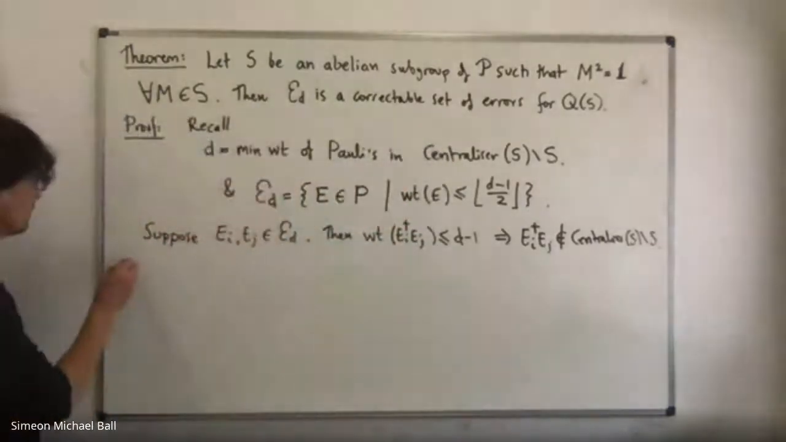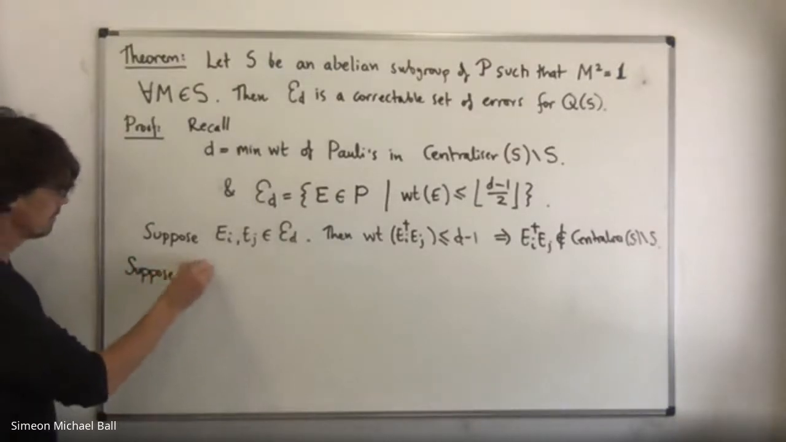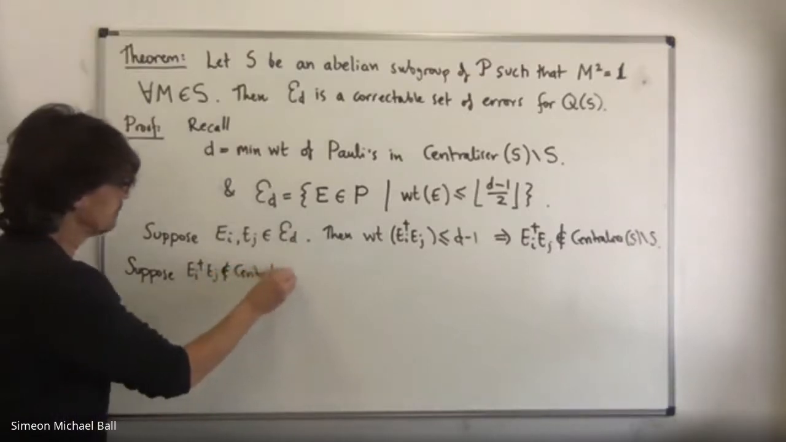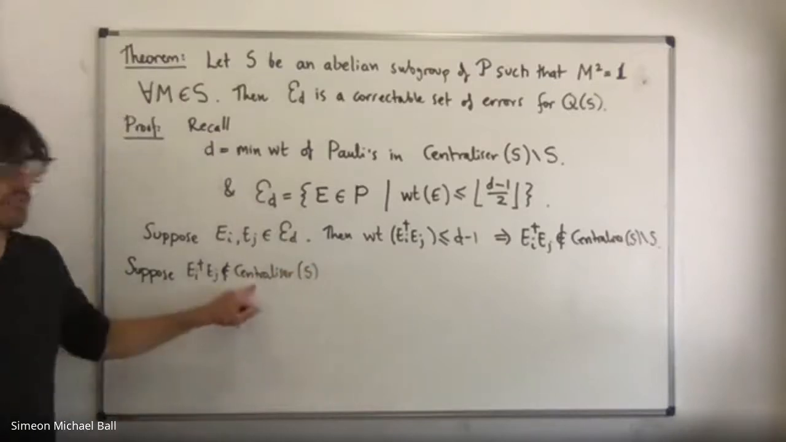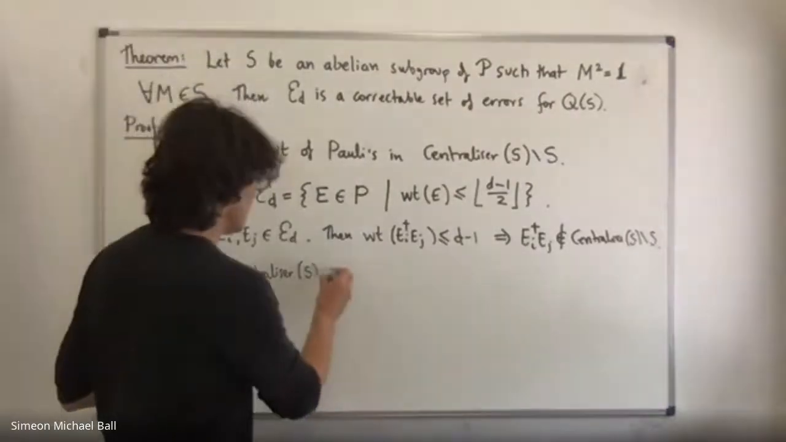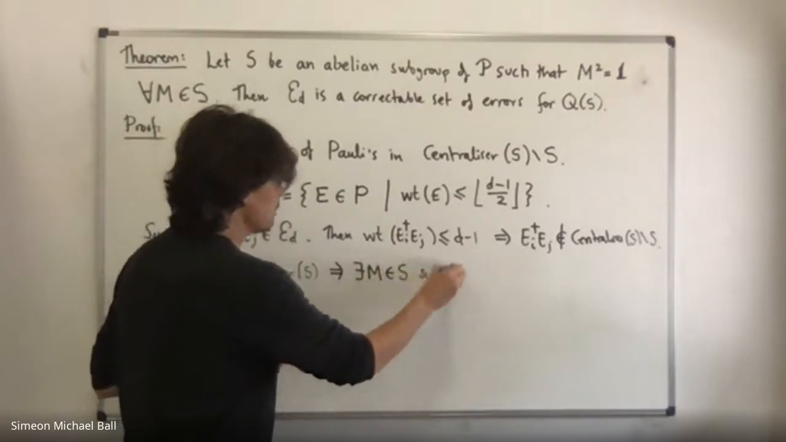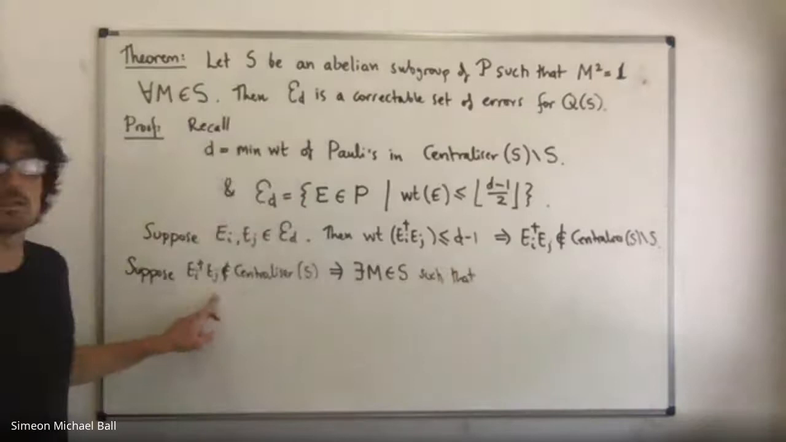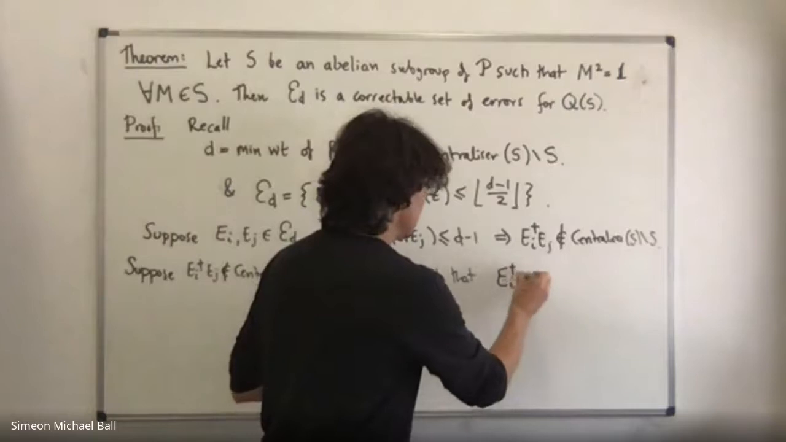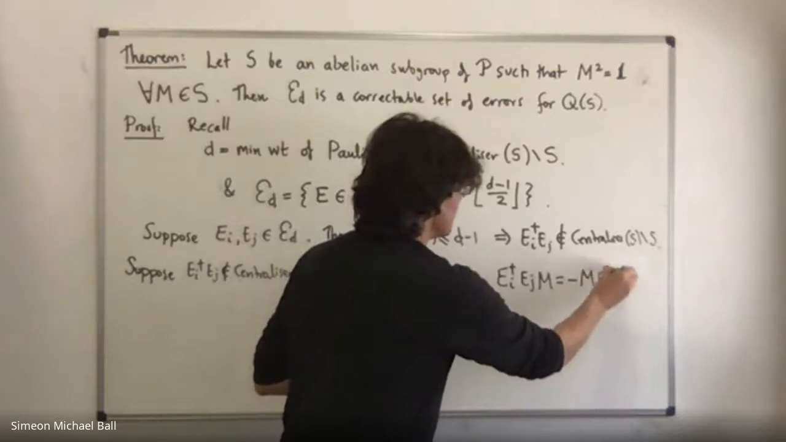Okay, so case one. If it's not in the centralizer, that means it doesn't commute with every element. So there exists an element of S which anti-commutes with this. So recall that all the Pauli operators here commute or anti-commute. So we have that E dagger M equals minus M E dagger.